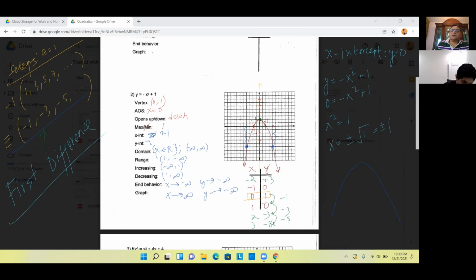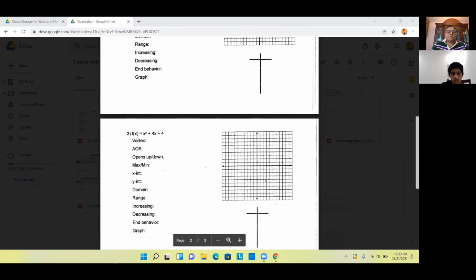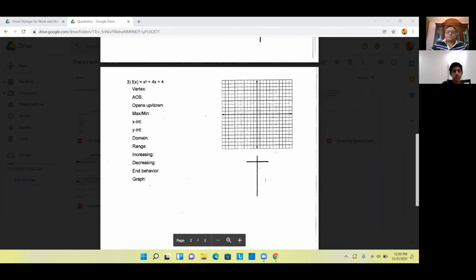Let's move on. I'll clear the screen now. We'll take up the next question. Perfect. Now, can you tell me what is the equation given to you and how will you proceed to sketch the graph of this parabola?